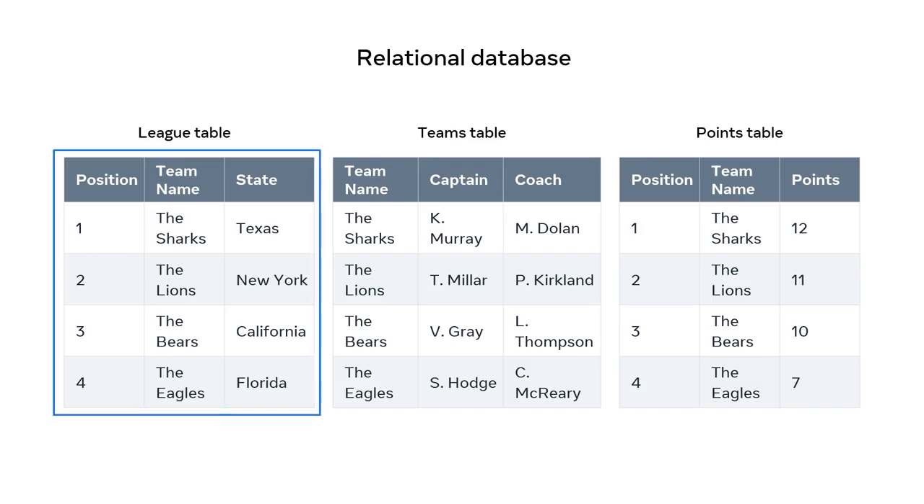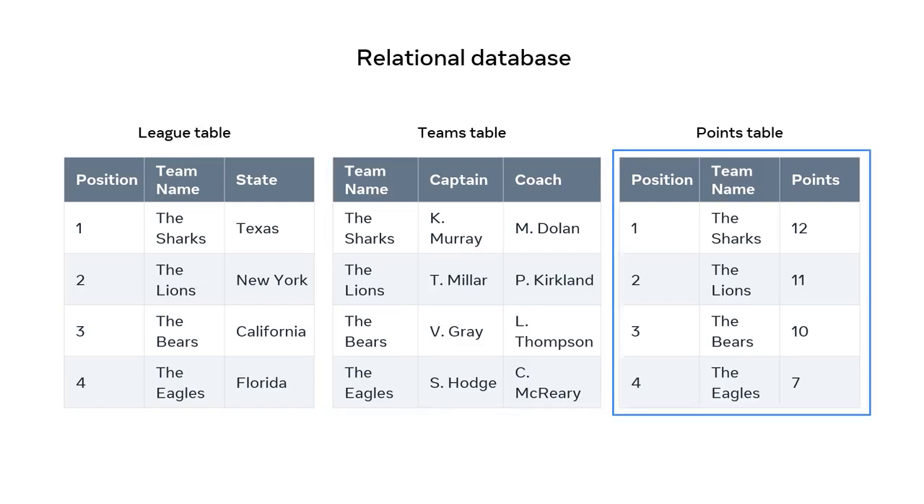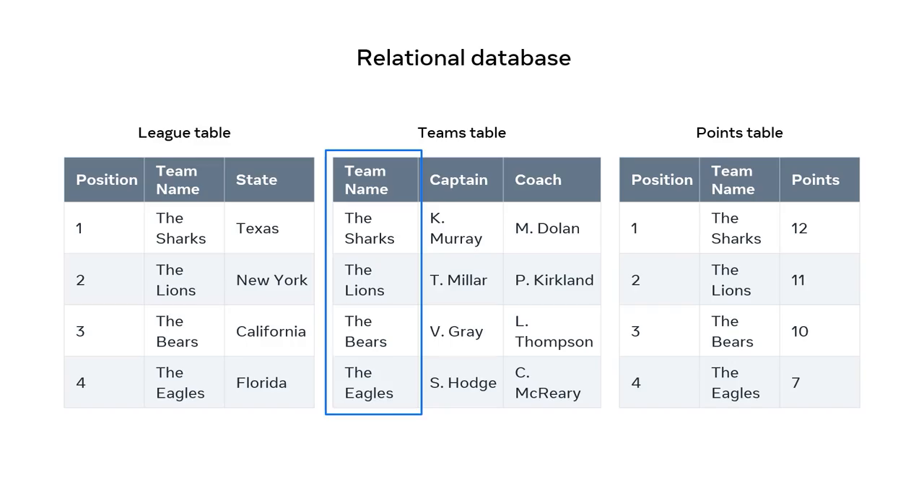The league table keeps track of each team's position in the league, their name, and the state they represent. The teams table tracks the team name, the team captain, and the team coach, and the points table records the team's position in the league, the team's name, and how many points the team has this season. Notice that the teams table includes team name, which also belongs to the league table.